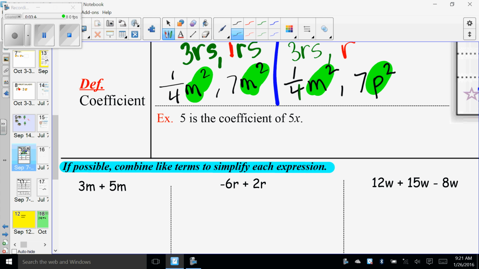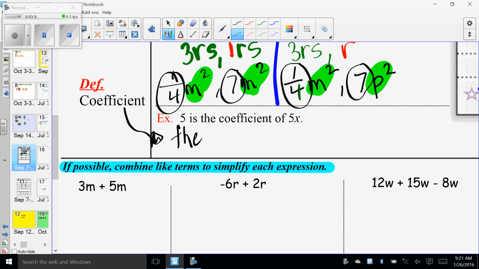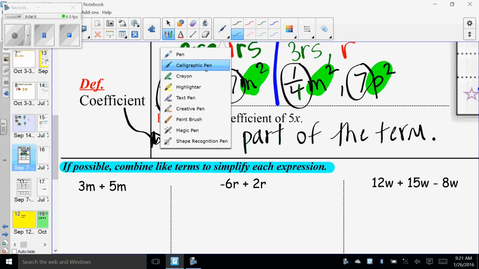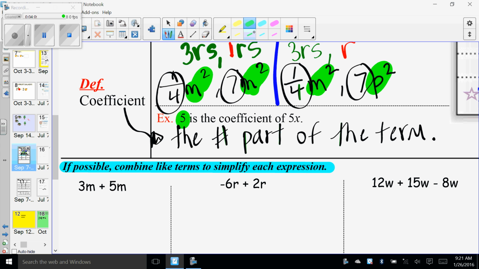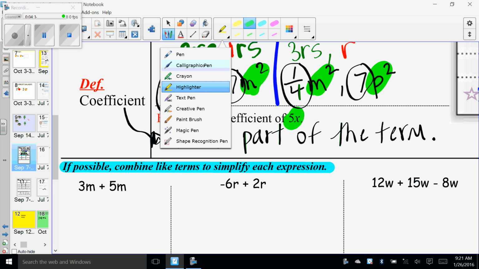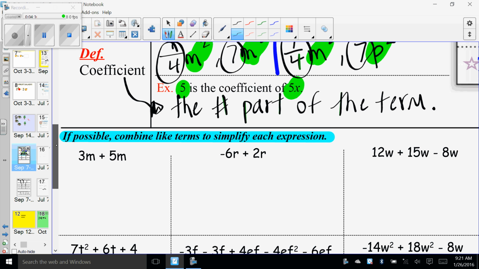So let's talk about that number that's been in front. So we have this 1/4 in front, this 7. What about that number? We haven't even looked at that number. That's called the coefficient. So the coefficient, I'm going to throw my definition down here because of space, is the number part of the term. The number part of the term is called the coefficient. So you can see an example here that 5 is the coefficient of 5x, the number part of the term. We're going to deal with that as we do some examples down here called combining like terms.